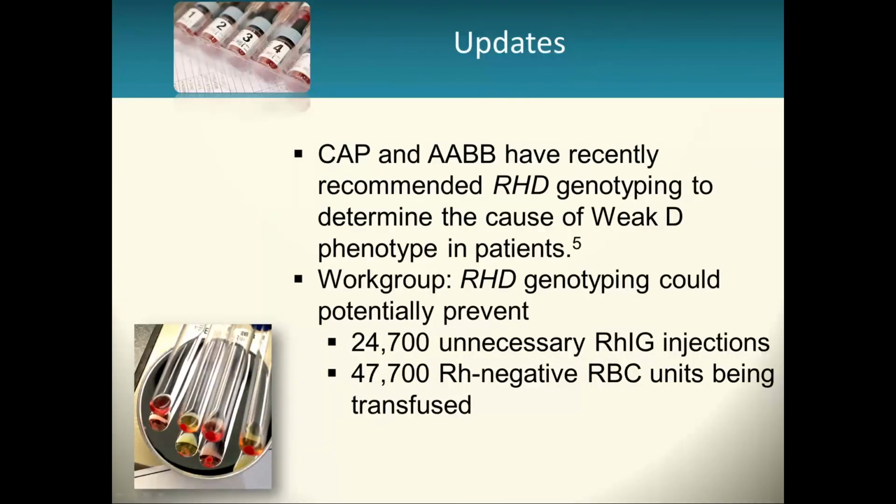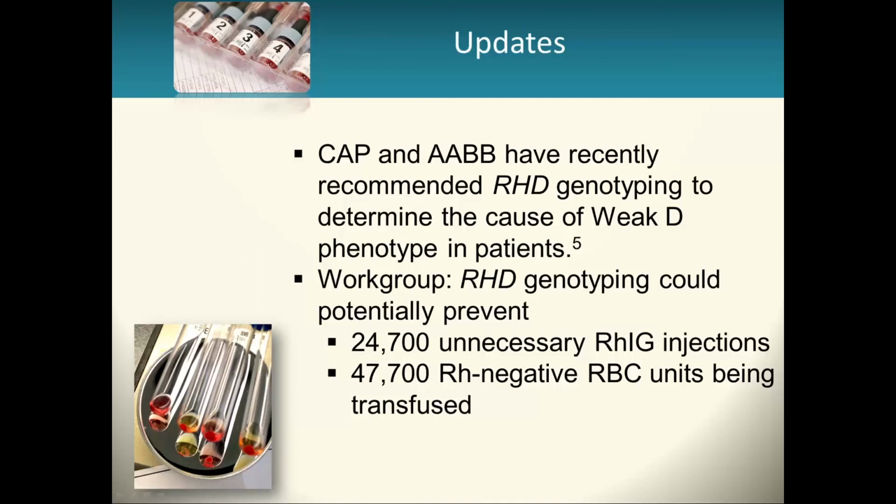Some recent updates to weak D testing. The CAP and AABB have recently recommended RhD genotyping be performed to determine the cause of weak D phenotype in patients. According to a 2014 survey of 3,100 laboratories, there is a lack of standardization of testing and interpretation of weak D. Some facilities routinely test for weak D on all intended recipients of transfusion, while others forego weak D testing on recipients altogether. And it raises an important question.